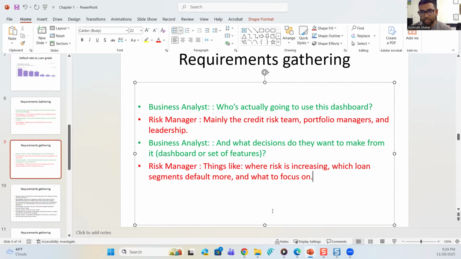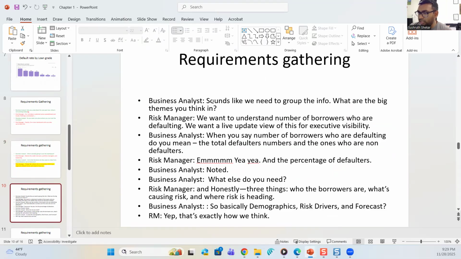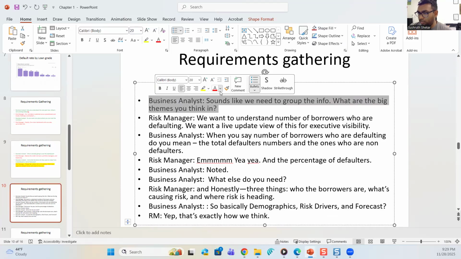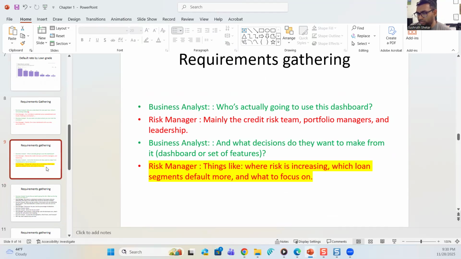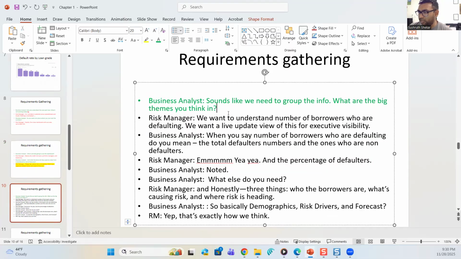You take notes, right? Now, based on this main line, which I'm going to highlight, you are going to ask a follow-up question. Sounds like we need to group the info. What are the big themes you think? And all you're asking is, okay, give me more details. Okay, risk is increasing. Great. Can you give more details? Exactly what you want to capture. Can you give me some facts, some figures? So that's what this is.